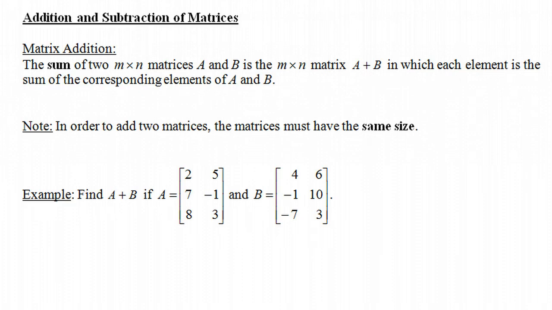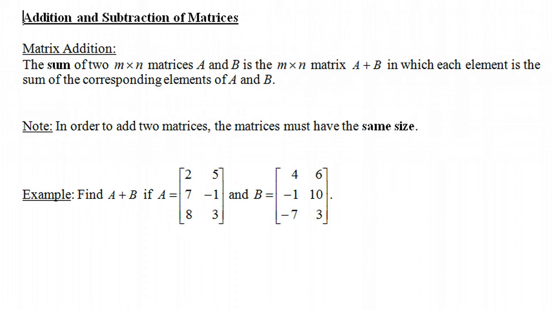In this video, we're going to talk about addition and subtraction of matrices. Now, matrix addition is defined as follows. The sum, or the addition, of two m by n matrices A and B is the m by n matrix A plus B, in which each element is the sum of the corresponding elements of A and B. Now, that probably sounds kind of complicated, but actually it's very, very simple. It's very easy to add two matrices.